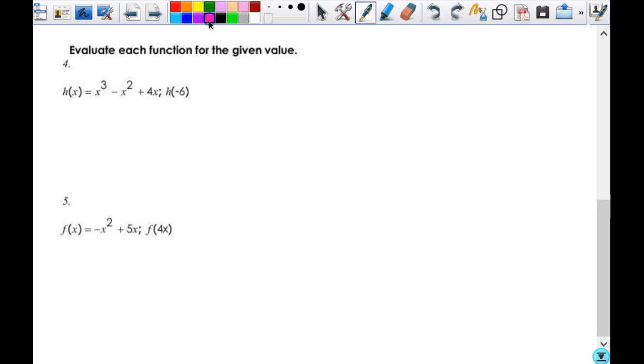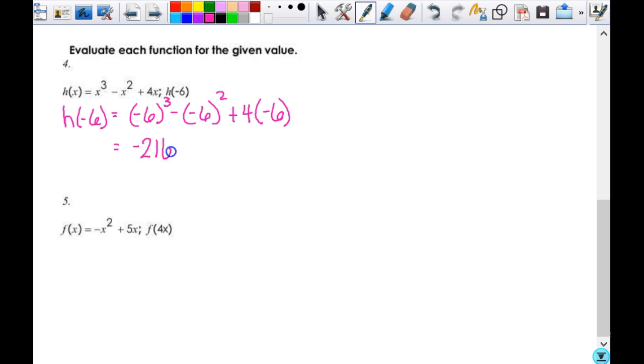All right, so now it says evaluate each function for the given value. So we are just substituting this in. Basically, I want h of -6. So first step is for me to substitute it in, -6 cubed minus, oops, so I have to put x, minus -6 squared plus 4 times -6. So -6 cubed is going to be a -216. -6 squared is +36, but that's -36. And then negative 6 and a positive 4 is a negative 24.